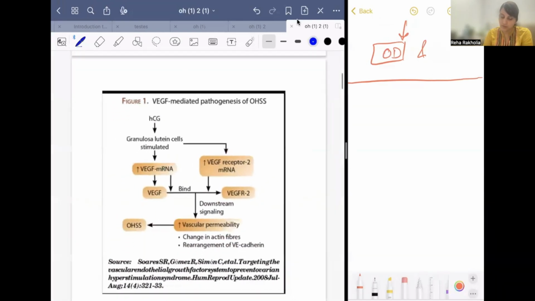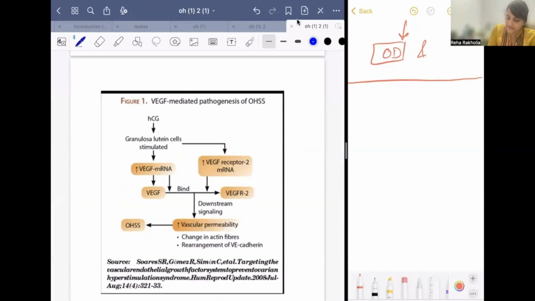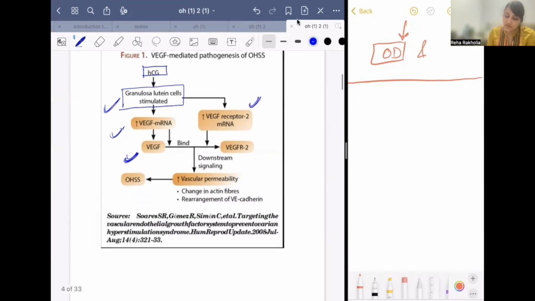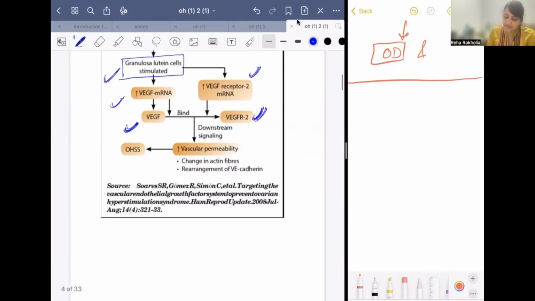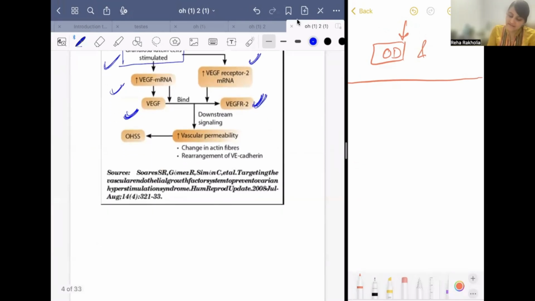Now here we'll talk about VEGF mediated pathogenesis of OHSS. HCG will act on the granulosa lutein cell, which will increase the VEGF mRNA expression, which will increase the VEGF production. The granulosa lutein cell will also increase the VEGF receptor 2 mRNA expression, which will produce VEGF receptor 2 on the capillaries. Now, VEGF and VEGF receptor 2 bind and increase the vascular permeability, which causes OHSS.